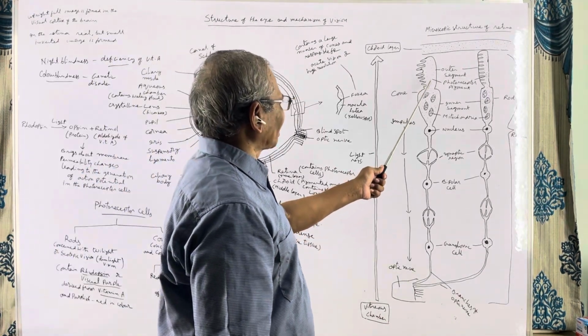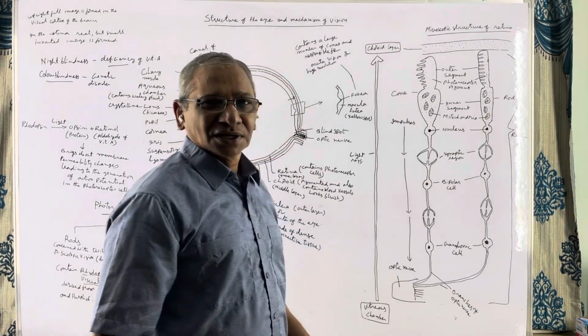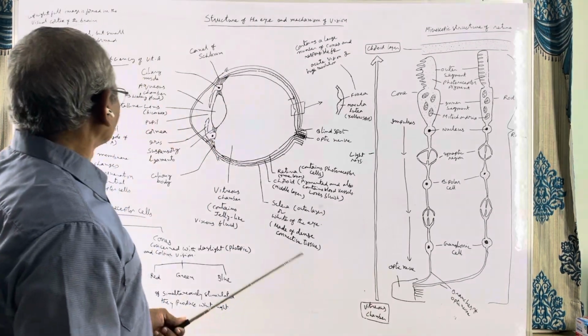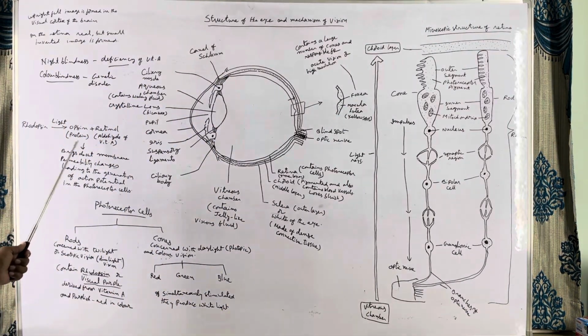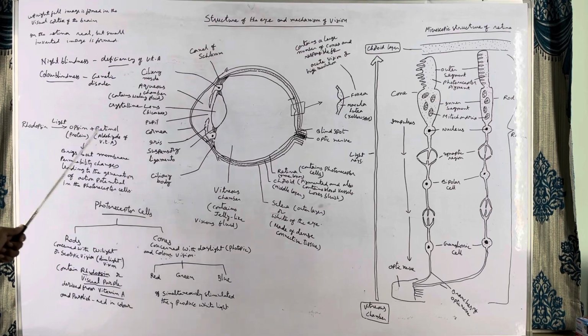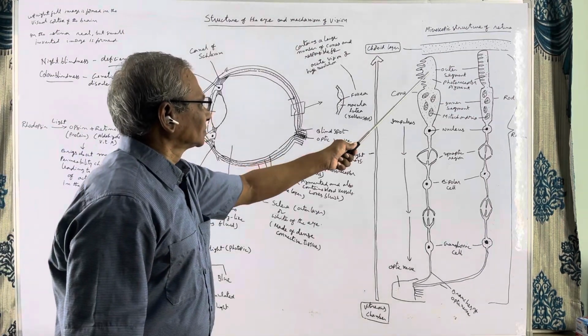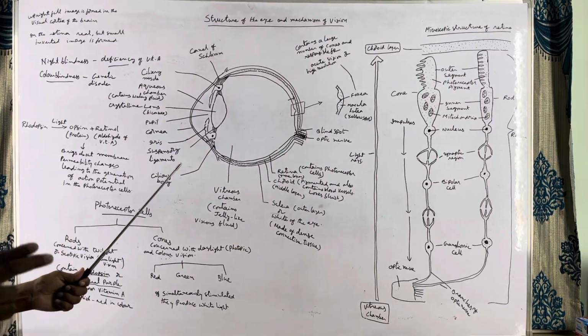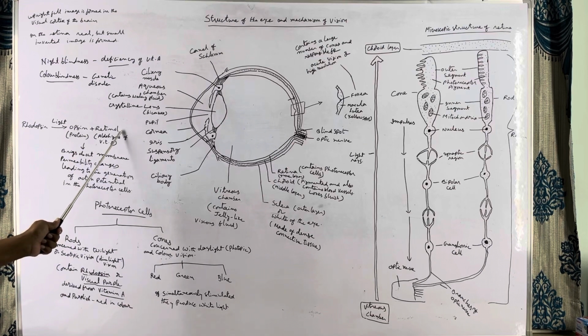So when the light falls upon the rods and cones, what happens? It stimulates the photoreceptor pigment. In the case of rods, I have told you, in the rods there is a pigment known as rhodopsin. When light falls upon the rhodopsin, rhodopsin dissociates into two substances, opsin and retinol. Opsin is a type of protein. Retinol is an aldehyde of vitamin A.